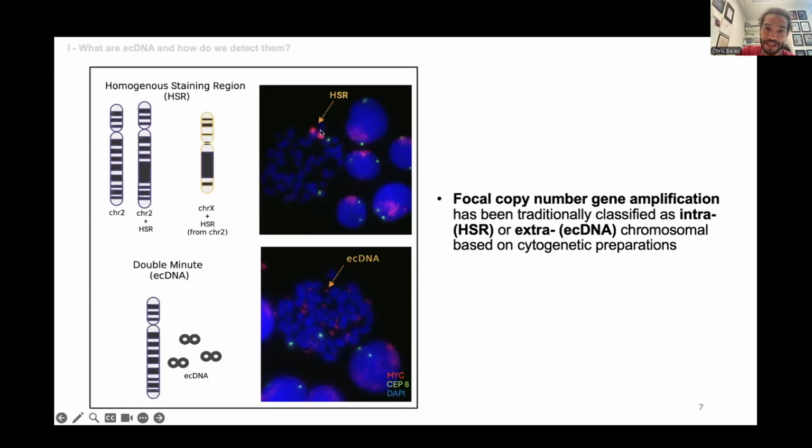What you can see here, hopefully my mouse is clear, in pink is the MYC hybridization and this cluster of MYC genes intrachromosomally within the spread. These are called homogeneous staining regions or HSRs. And at the bottom here, again in the metaphase spread, you see these MYC probes hybridizing to pieces of DNA outside of the chromosomes themselves. So these were traditionally coined HSRs or double minutes or ecDNA, and you can see the difference between them within these cytogenetic preparations.